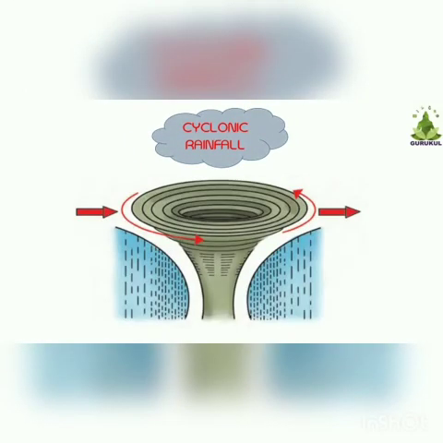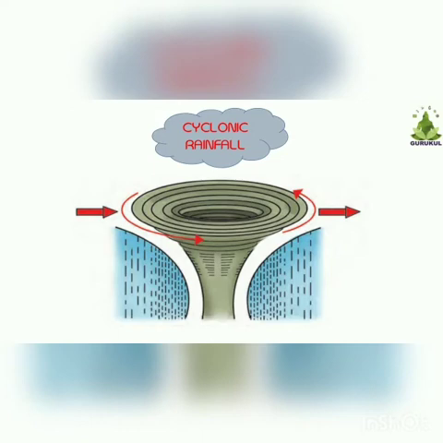Cyclonic rainfall. A cyclone is a specific air formation when the pressure at an area is less than the surrounding regions. This is called a cyclone. Air from the surrounding region comes towards the center of the cyclone and starts moving upward. As it rises, the temperature of the air reduces, condensation occurs, and rainfall takes place. It rains in the area over which the cyclone passes.